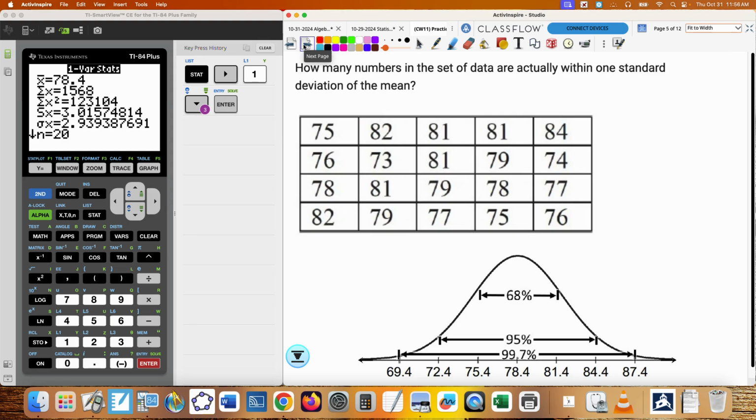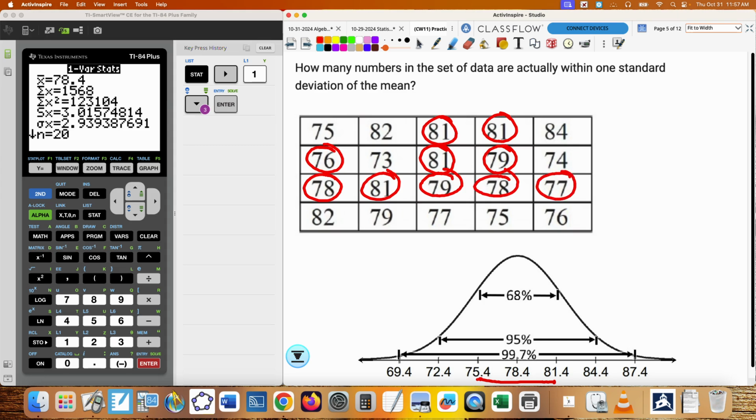How many of the numbers in the data set actually fall within one standard deviation of the mean? We have to look. We're asking ourselves how many of these numbers are between 75.4 and 81.4. So I'm just going to circle all of them. 75 is just below 75.4, so it doesn't qualify. 82 doesn't work. 81 is within that interval. 76 is within that interval. 81. 79 is within that interval. 74 is not. 78 is.